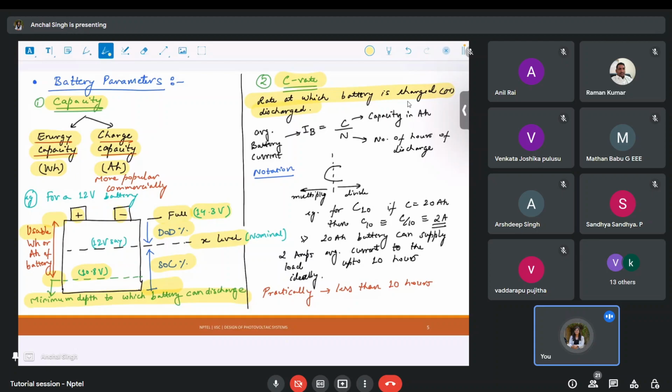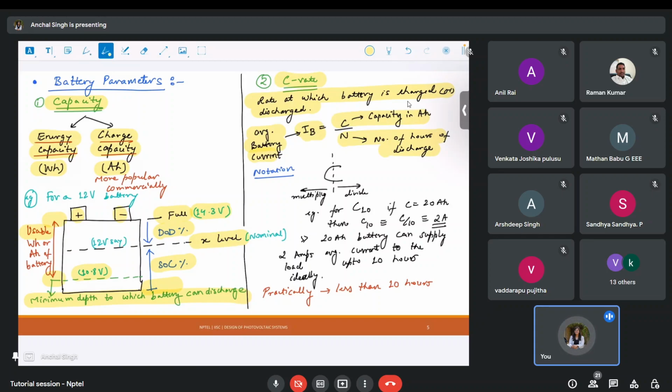So the reason is that there is a desired or ideal way to charge any kind of battery. And this C rate is one of the most important parameters of that ideal way. So the rate at which I charge or discharge my battery is called C rate. Now, if the capacity of my battery is in ampere hours and I have n number of hours to discharge it, then the average battery current will be called IB. IB will be the average battery current.